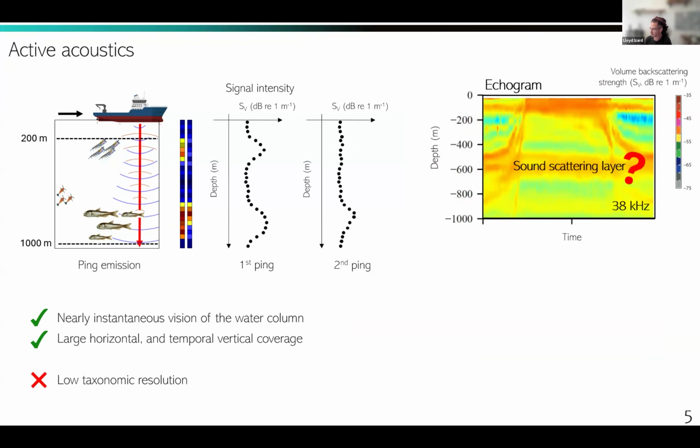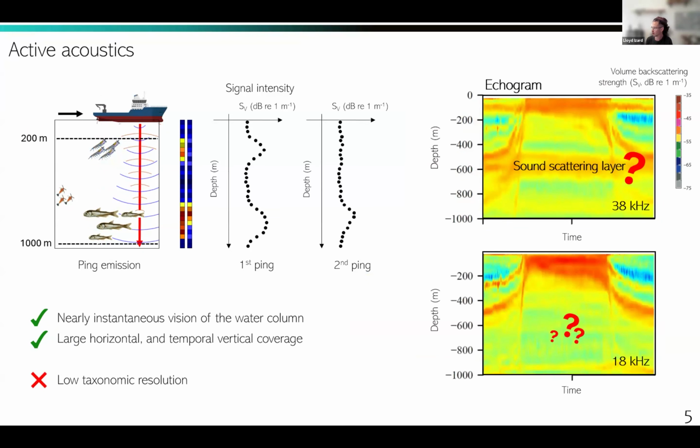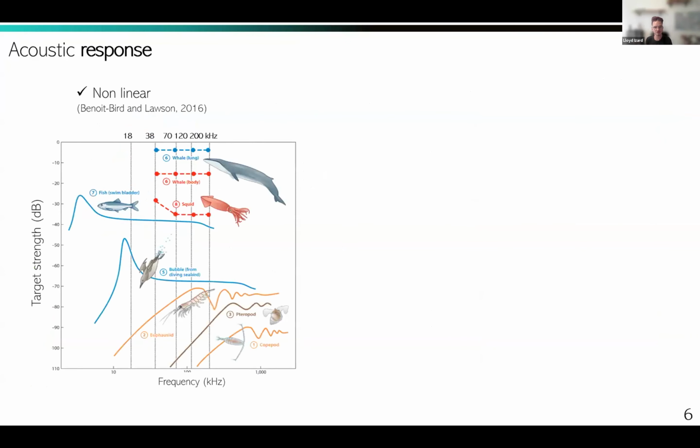And as you can see on this image, the main limit of active acoustics is the low taxonomic resolution it provides. One way to overcome this limit is to use multiple frequencies that will depict complementary acoustic seascapes, or different visions of the water column. That's due to the frequency response of the animals.